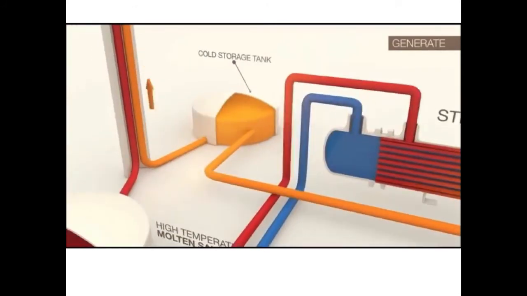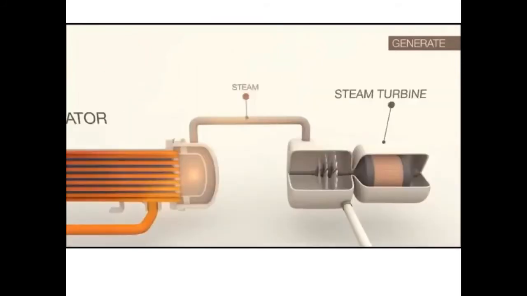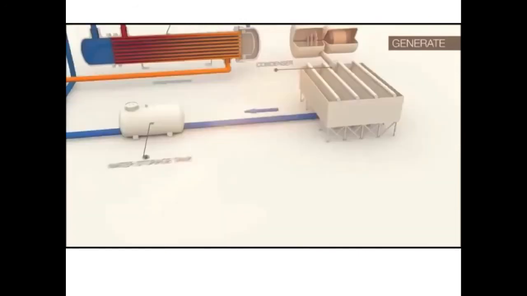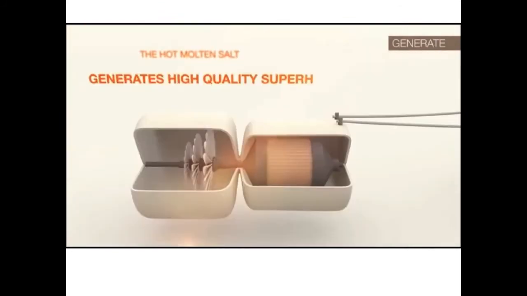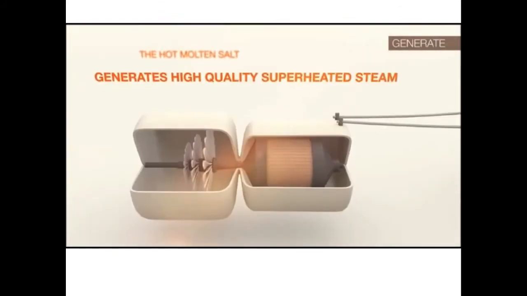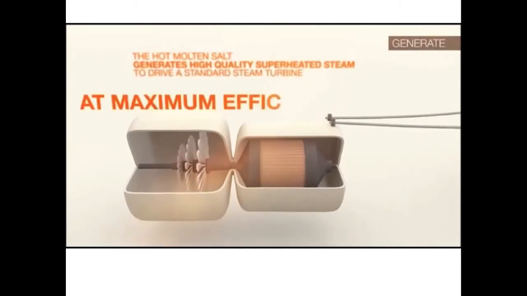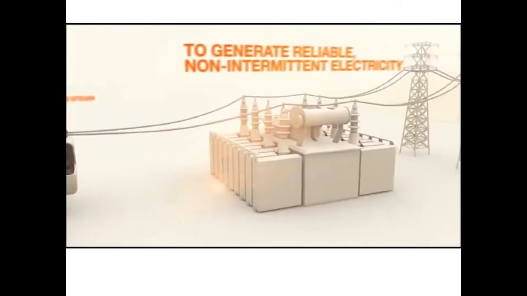After the steam is used to drive a steam turbine, it is condensed back to water and returned to the water holding tank, where it will flow back into the steam generator when needed. The result is a high-quality, superheated steam to drive the standard steam turbine at maximum efficiency to generate reliable, non-intermittent electricity during peak demand hours.